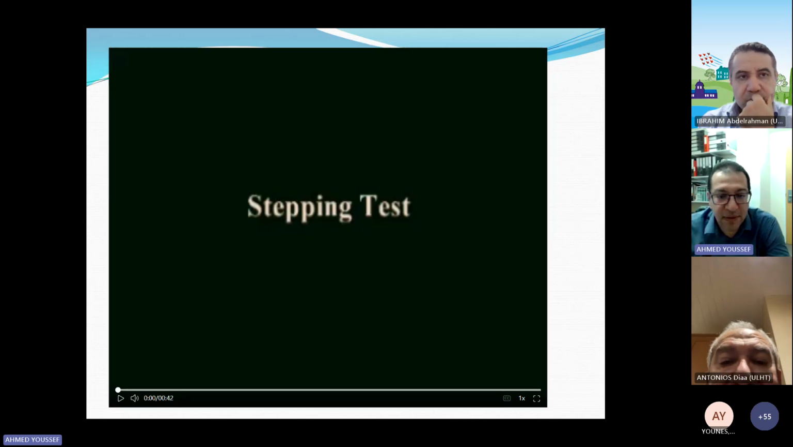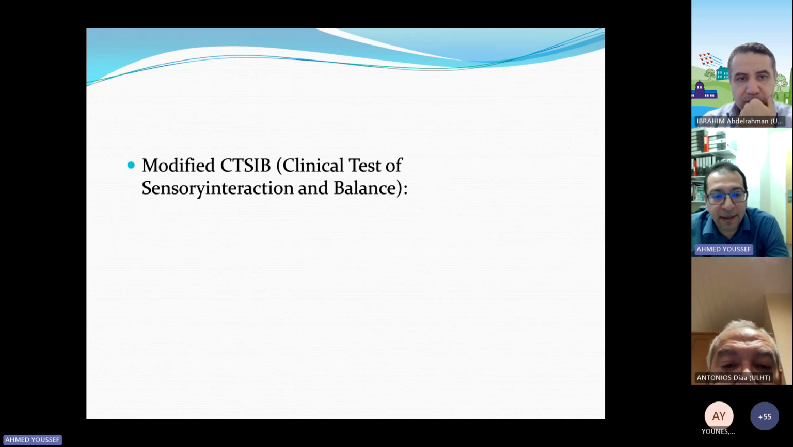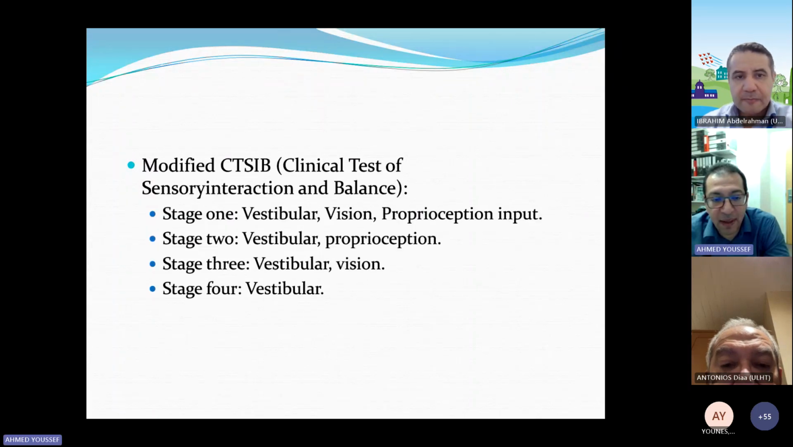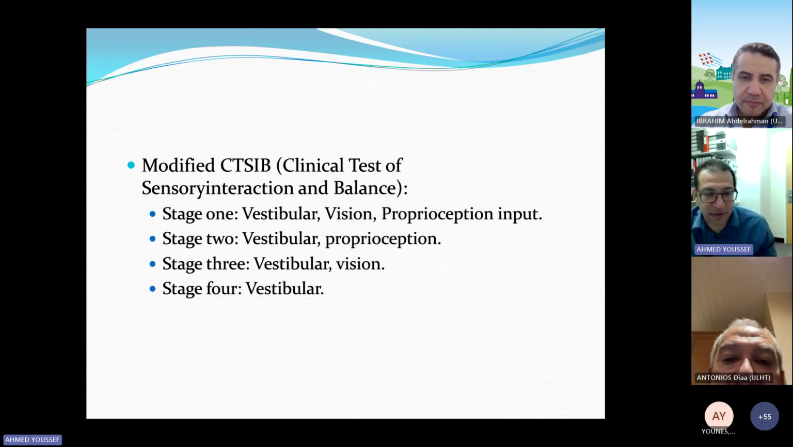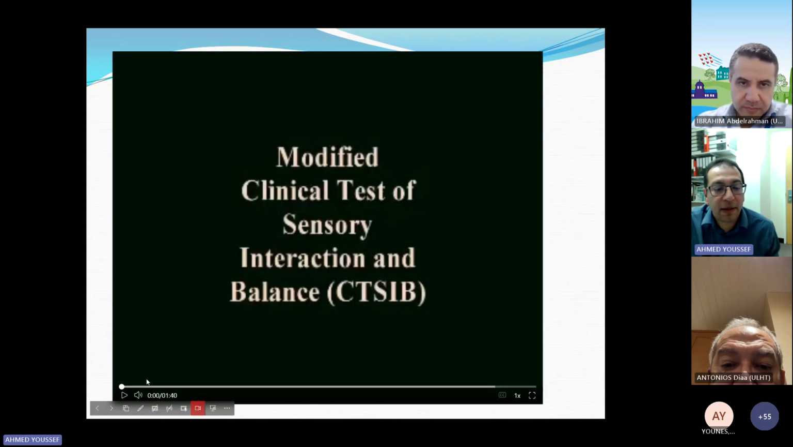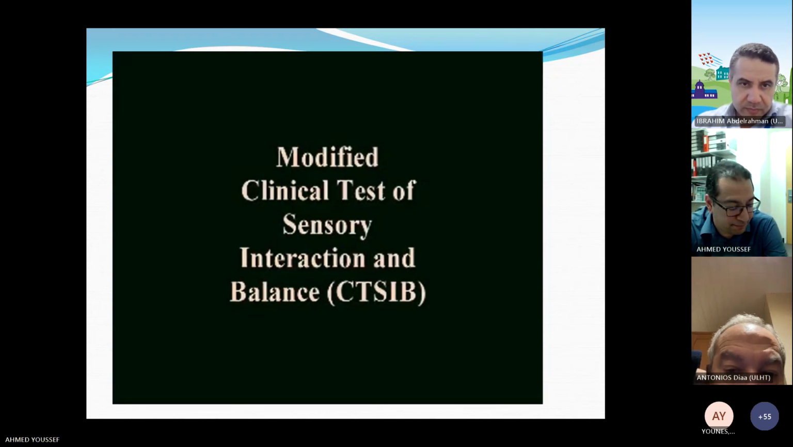I think we'll skip that one. And then finally, one of the tests that I find very helpful, again, it won't give you a diagnosis, but it will tell you how things are in terms of the dizziness. It's called the modified clinical test of sensory interaction and balance. It's a long name, but it basically has 4 stages. The first stage, as we'll see in the video as well, tells you how the different systems interact.